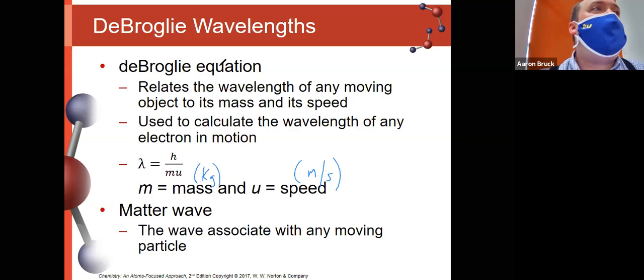But for objects that are small, like electrons, where their masses are on the order of 10 to the negative 27th kilograms, their characteristic wavelengths are actually real and important and make a difference in terms of how we view them and ultimately how they interact with the world around them.